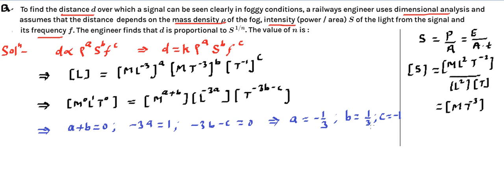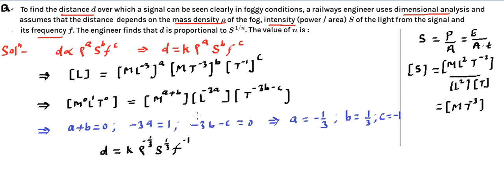Anyway, what the demand of the question is to find the power of S. So if I had to write the formula, I can write the formula. The formula comes out to be D is equal to K, density raised to power 1 by 3 with a minus sign, intensity raised to power 1 by 3 with a plus sign, and F raised to power minus 1. Now our interest was the power of S. So what is the power of S?